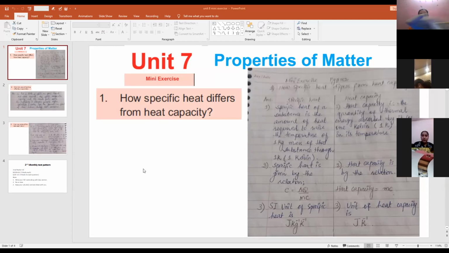So students, as we have finished all the exercise questions, now we will do the mini exercise. Open page number 182 of your book. Students, open page number 182 of your book. We will do the mini exercise today.